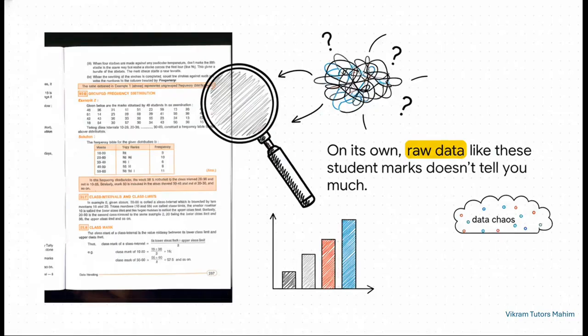Okay, so check this out. We've got a list of exam scores for 40 students. Just by glancing at it, can you tell me who the top student is? Or what the most common score was? It's a mess. This, right here, is what I call data chaos. And don't worry, we're going to fix it.